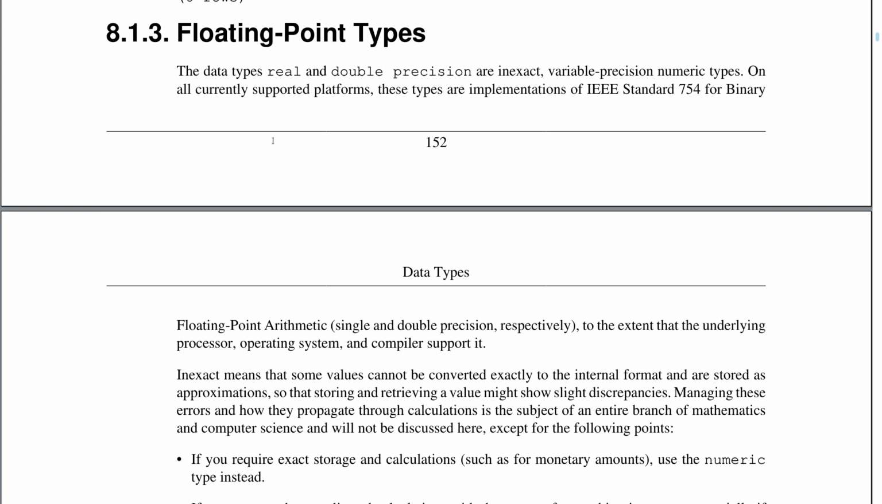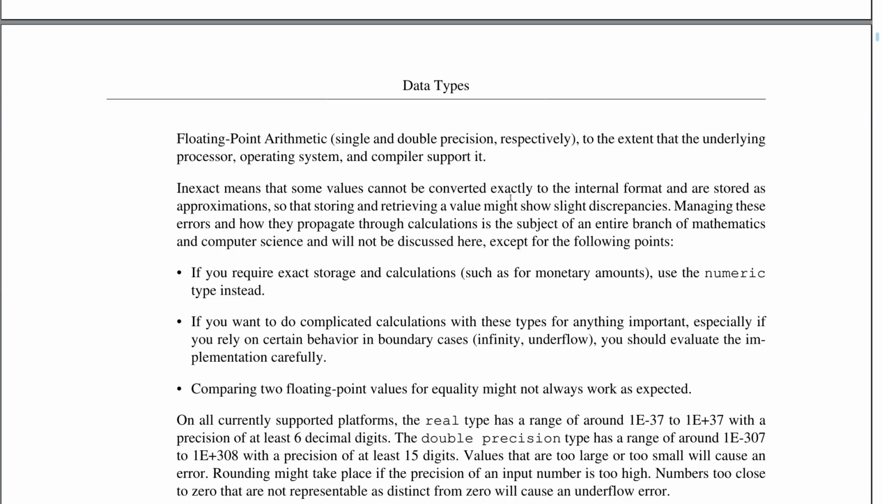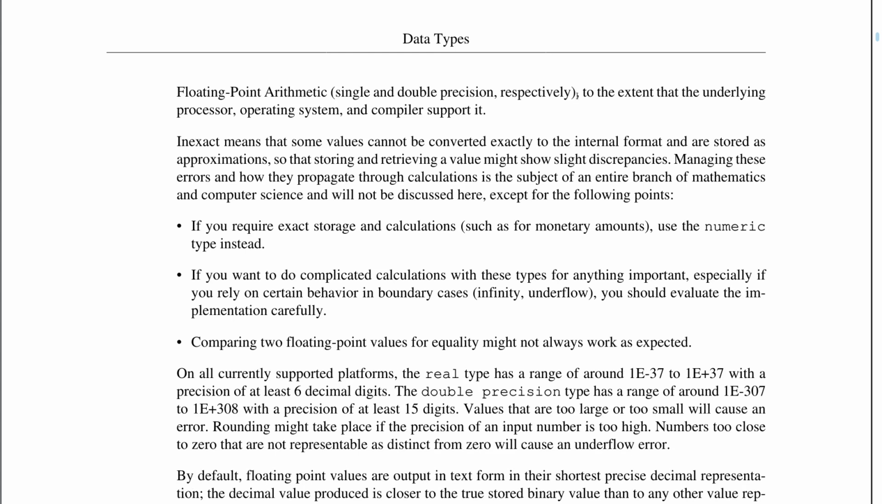Now we move on to floating point types. The data types real and double precision are inexact, variable-precision numeric types. On all currently supported platforms, these types are implementations of IEEE 754 for binary floating point arithmetic, single and double precision respectively. This I have already told you, that IEEE 754 governs the floating and double data types, to the extent that the underlying processor, operating system, and compiler support it.